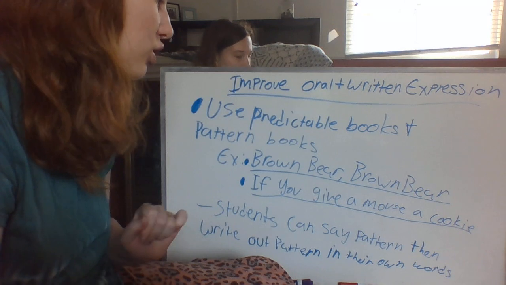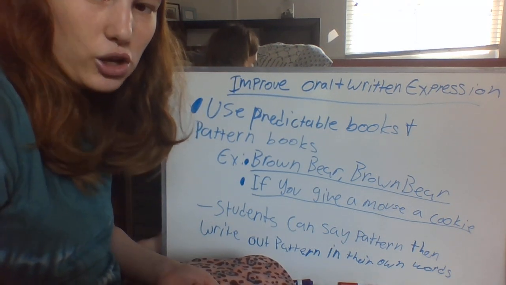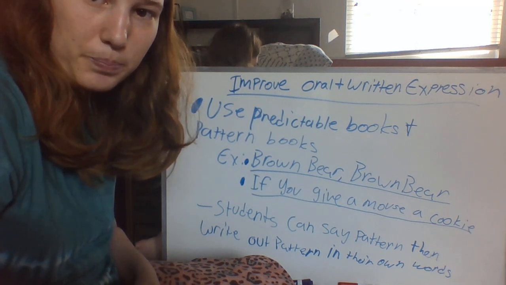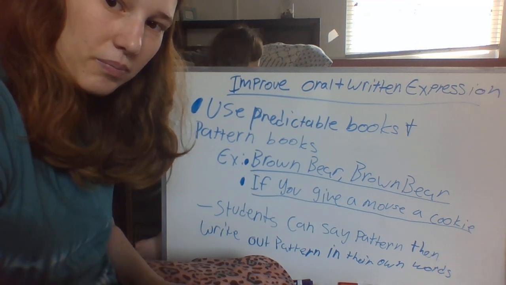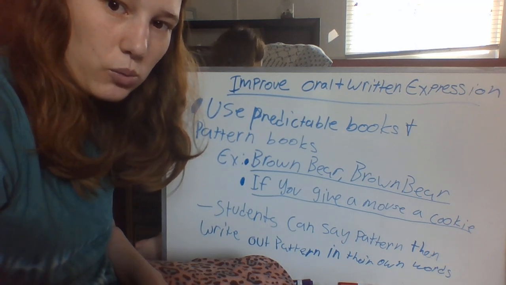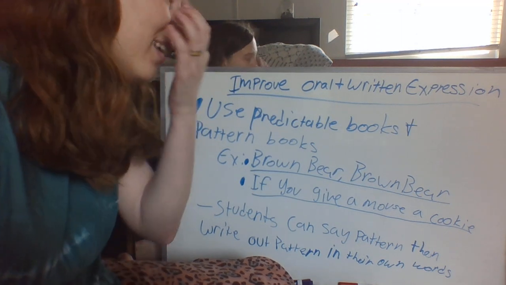The If You Give a Mouse a Cookie pattern would sound something like this. If you give a mouse a cookie, he's going to ask for a glass of milk. If you give a mouse a glass of milk, he's going to ask for a napkin to wipe off the milk mustache. You can tell I've read the book.